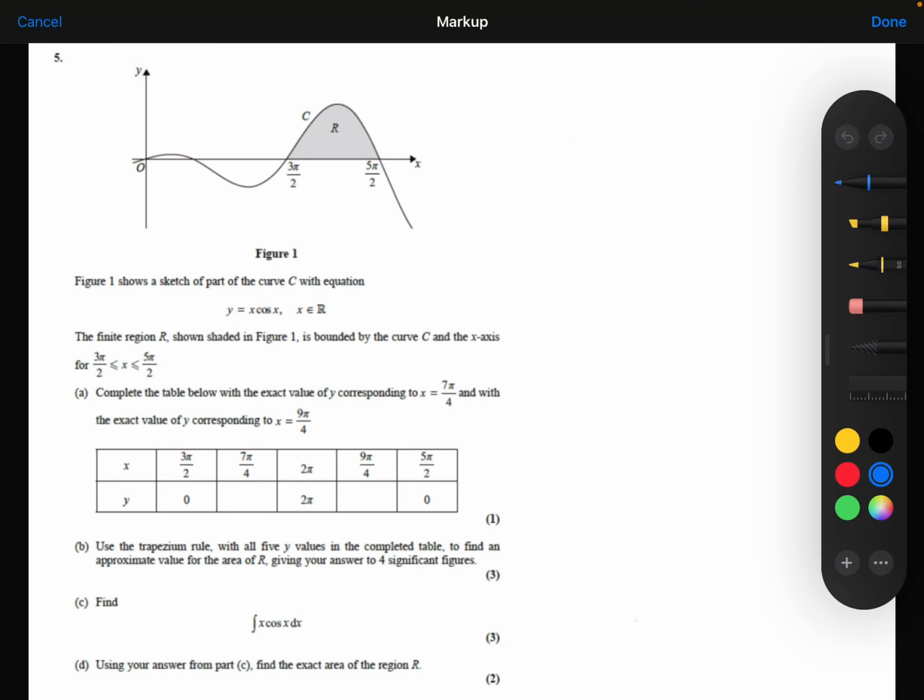Part A. Complete the table below with the exact value for y corresponding to x equals 7 pi over 4 and with the exact value of y corresponding to x equals 9 pi over 4.